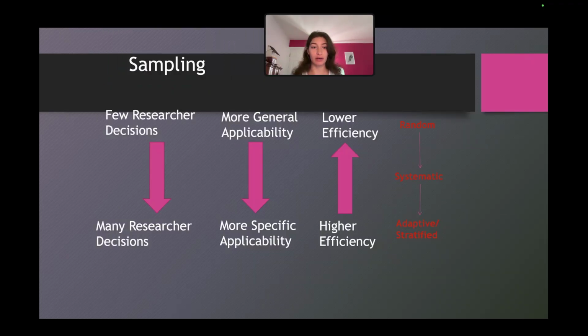So this is an example here for sampling. If you have fewer researcher decisions, that is the high end of this. Many researcher decisions is the low end. You may have more general applicability, or you may have more specific applicability, and you may have lower efficiency or higher efficiency. And on the right-hand side here, you can see how this relates to the different types of sampling methods we have. With random sampling, we have fewer researcher decisions and more general applicability, but it's lower efficiency. With adaptive or stratified sampling, there's a lot of researcher decisions that go in, there's a lot more specific applicability, and it's higher efficiency. Systematic sits somewhere in between.